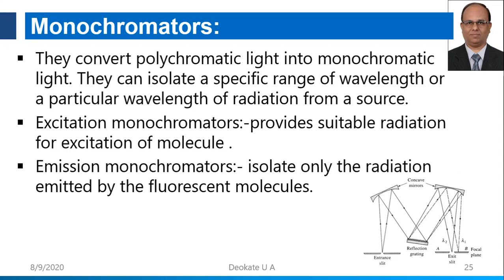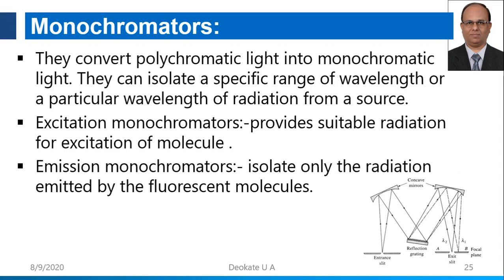We have already seen the basic working principle of a monochromator. Just by rotating the dispersing device, you may get different wavelengths out. They convert polychromatic light into monochromatic light. They can isolate a specific range of wavelengths or a particular wavelength of radiation from the source.